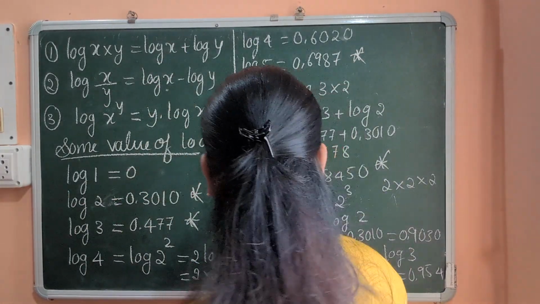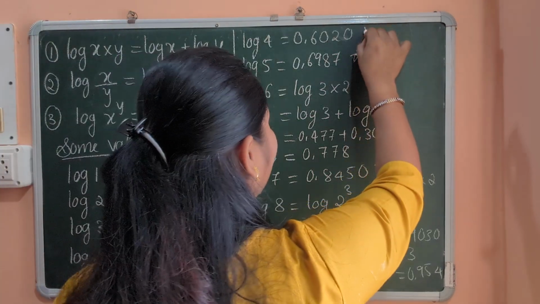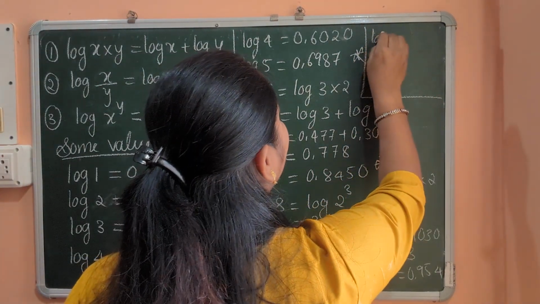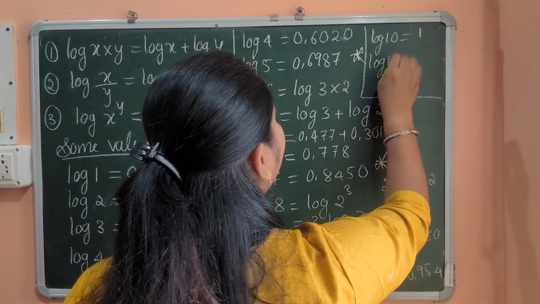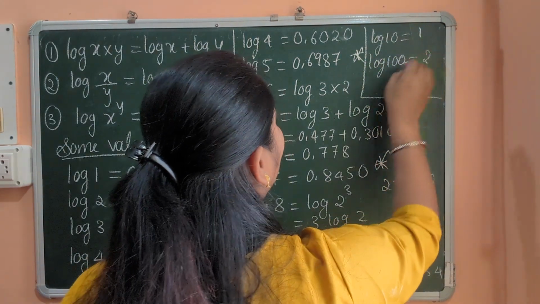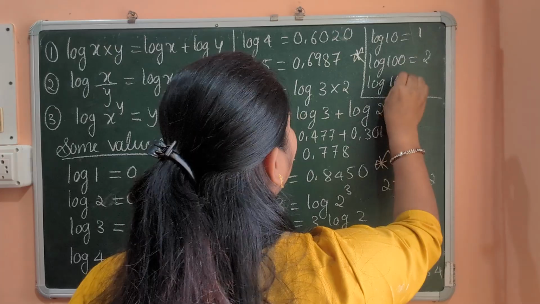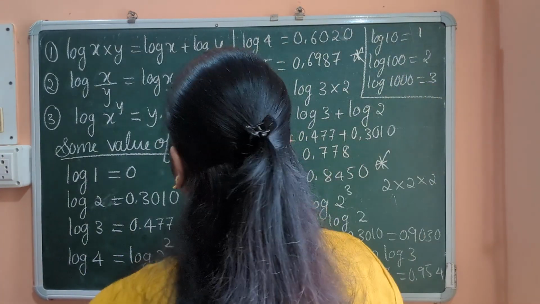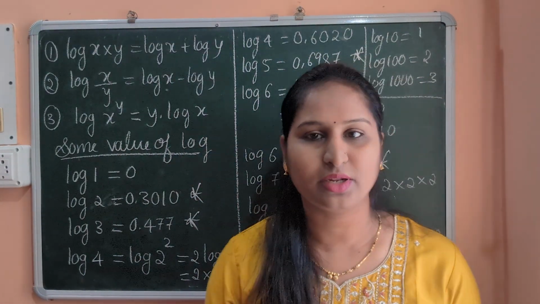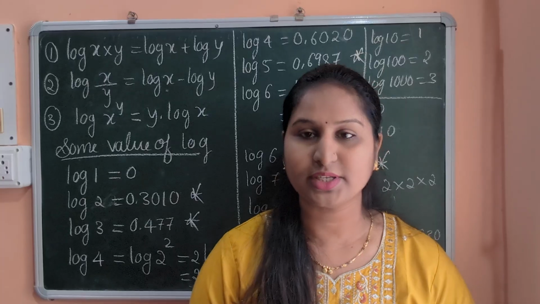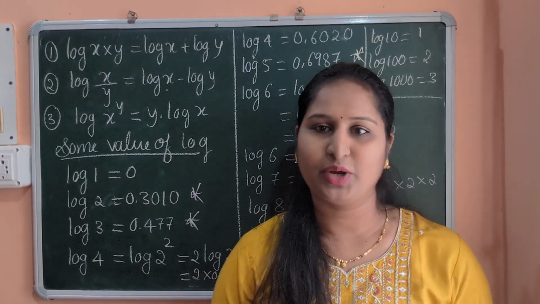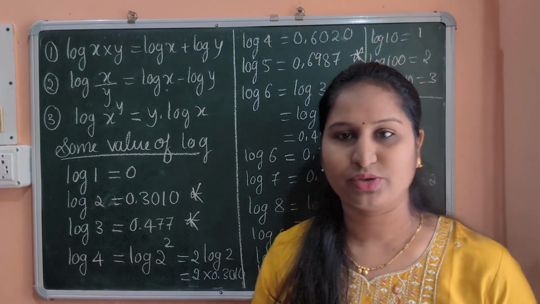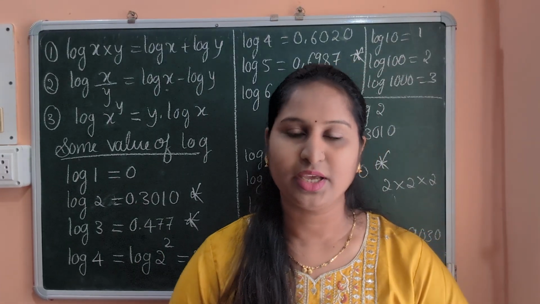Then what is log 10? I don't have space here. Log 10 is equal to 1. What about log 100? Log 100 is equal to 2. What about log 1000? Log 1000 is equal to 3. This is how you can calculate the log values without using a calculator. Of course, you have to learn some values by heart, because only then can you solve for the other log values without using any calculator.